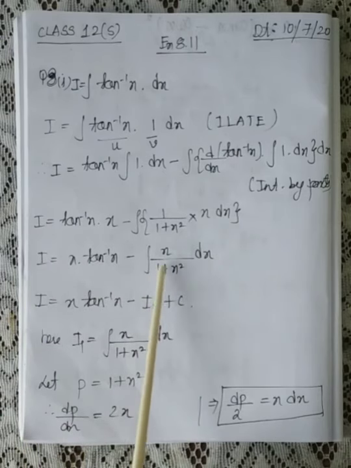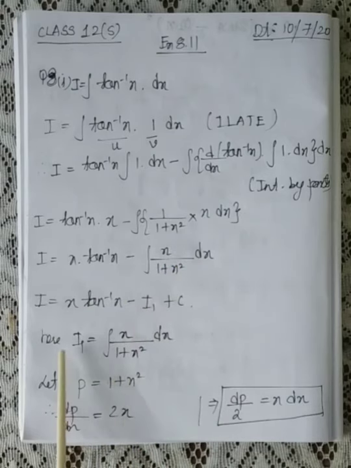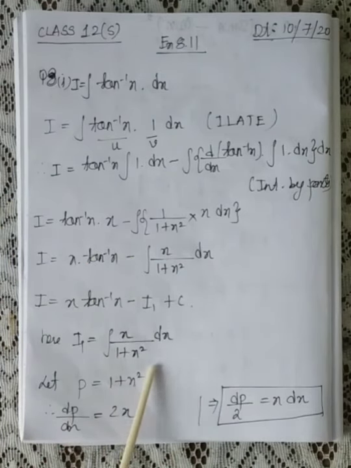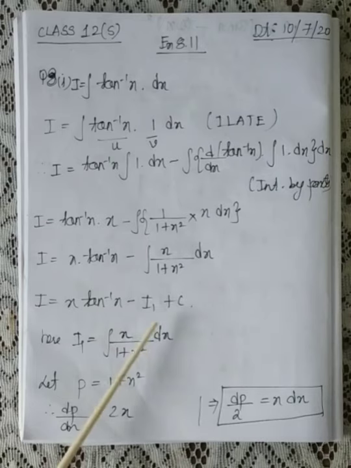Clear? Now here I cannot do integration directly, so I'll assume this as I1, where I1 is this. Simple. Okay, now what we know is, in the previous exercise I have told you, there were three things, right? One was power in the numerator greater than power in the denominator. The second one was power in the numerator and denominator equal, and the third one was power in the numerator smaller than the power in the denominator. Okay, so this is the third case.